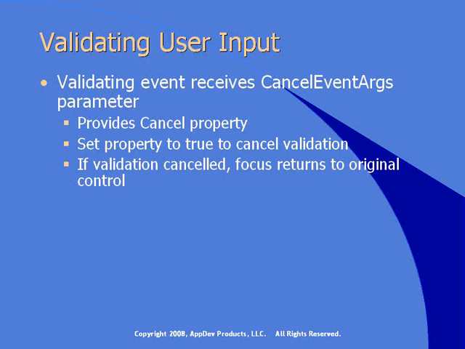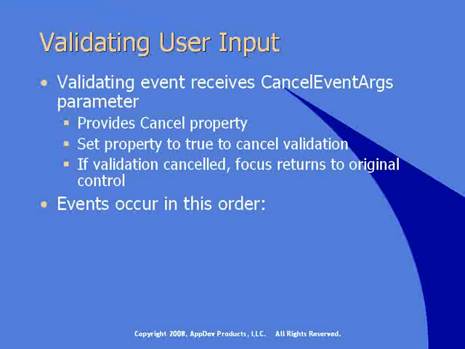So imagine this is what's happening. You have a text box you're leaving, and you press tab and you go to, say, another text box. If the second text box has its causes validation property set to true, then when you leave the first one, its validating event occurs. You can then run some code in the validating event to determine if the data is valid or not. If it is, you just let it go. If it's not, you cancel the validating event, and it will set you back to the original text box.